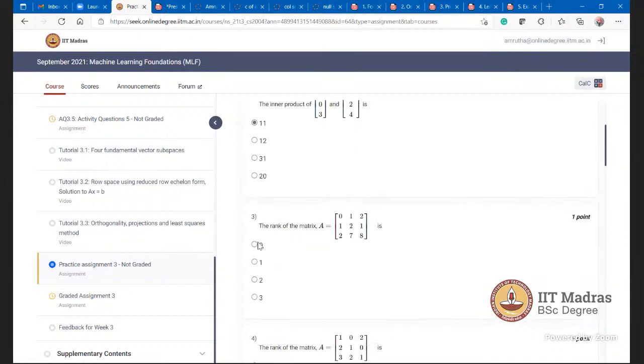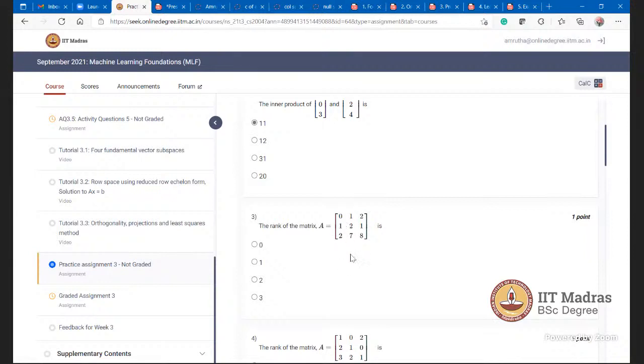The rank of the matrix A. So how will we find the rank of the matrix? We are going to reduce this matrix to its row echelon form. At that time, you will get the rank is 2 here. I hope you are all familiar with row reduction steps.